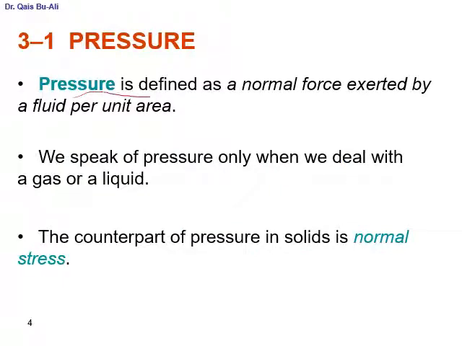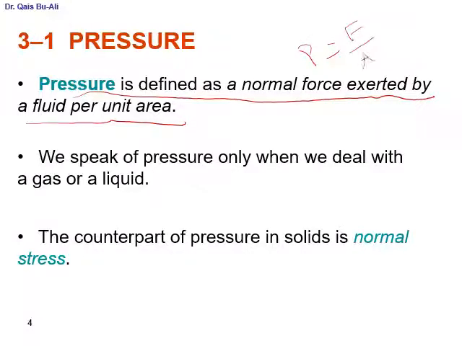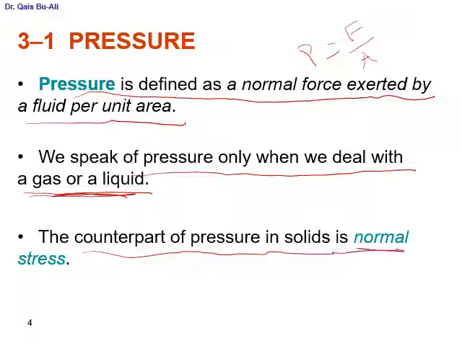Now you know that pressure is defined as the normal force exerted by a fluid per unit area. So P is equal to F over A. You know this. We speak of a pressure only when we deal with a gas or a liquid. So pressure is caused by gases and liquids. However, the counterpart of pressure in solids is the normal stress. So if we have solids, we don't talk about pressure, we talk about normal stress, which is equivalent to pressure when we talk about solids.